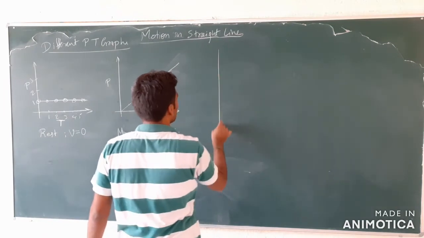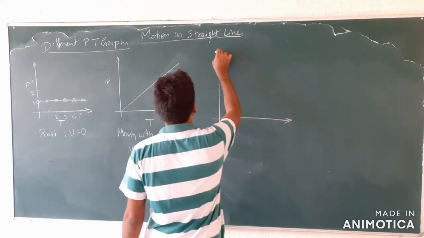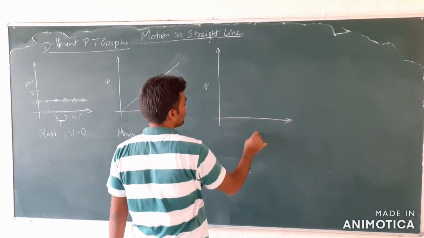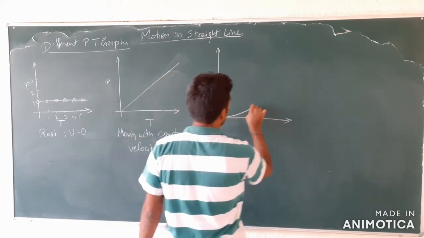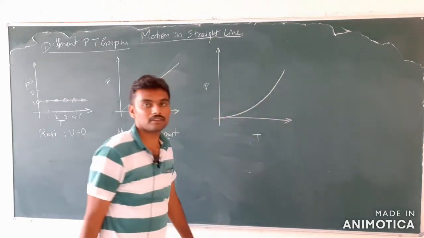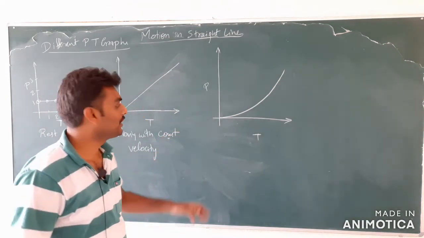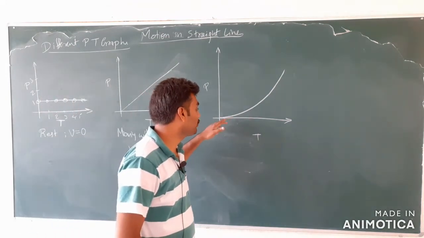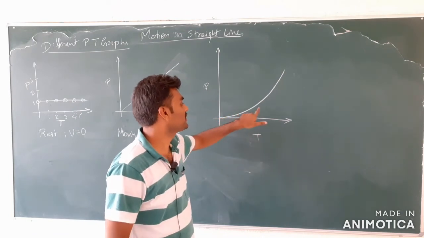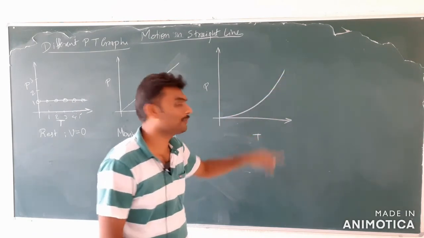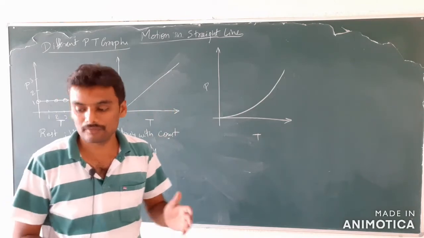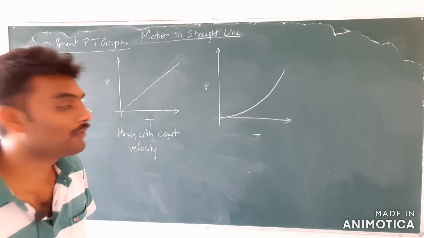Moving ahead, the next graph that we take is as follows. Next, the PT graph. So now the graph is like this. When I have a graph like this, what is happening to the velocity, or what is happening to position? Yes, obviously position is changing with respect to time. So the body is moving. Okay, but what is happening to the velocity?